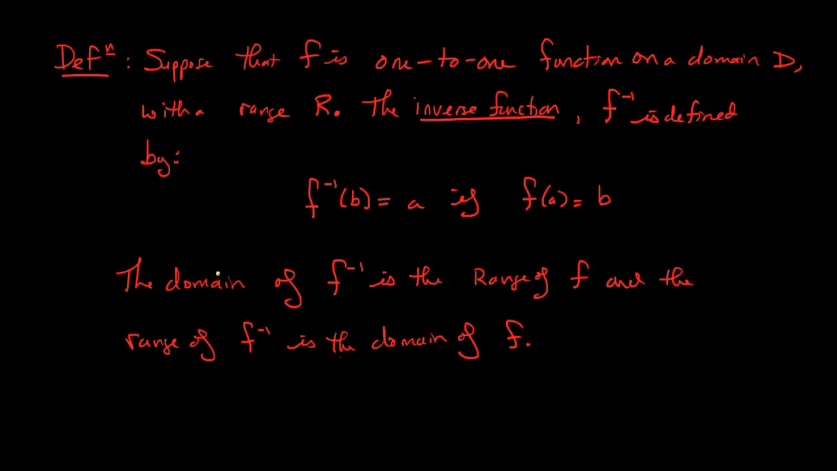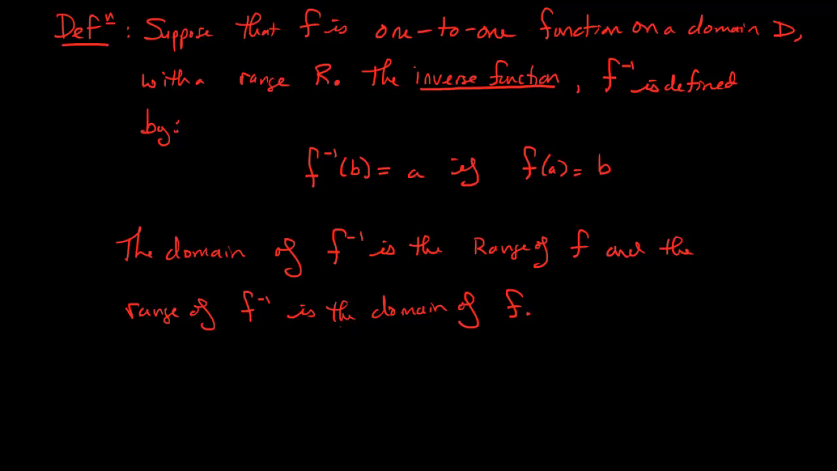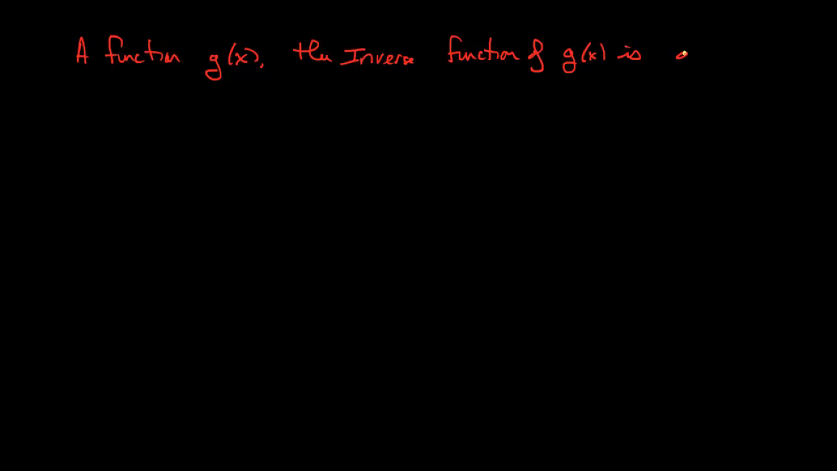But lastly, when we talk about the domain, this is a very important characteristic. Let's say that we have a function g of x. The inverse function of g of x is g inverse of x. So we call it g to the negative 1 of x. Remember, that doesn't mean 1 over g of x, so be very careful about that.